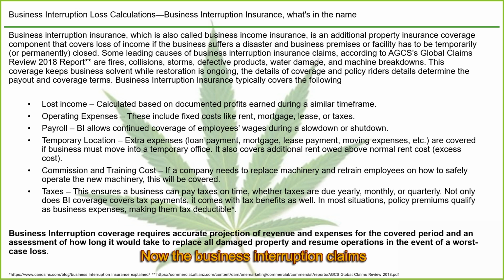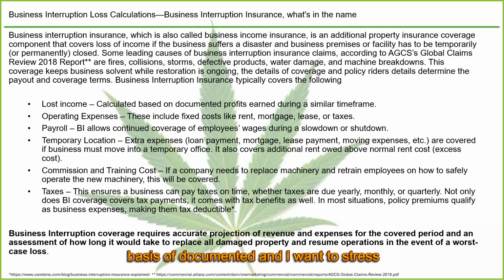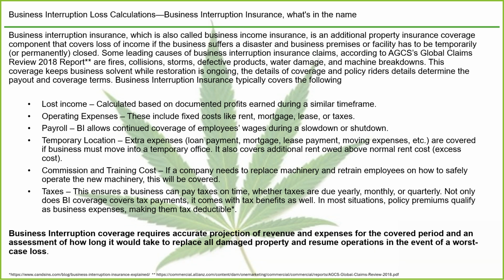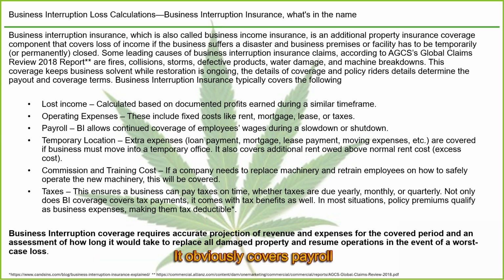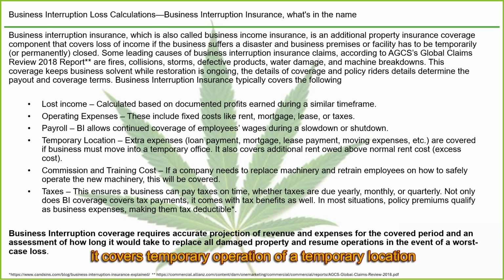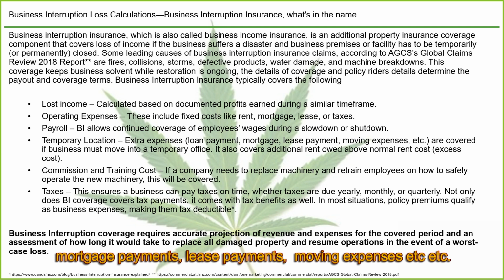Now, the business interruption claims typically cover the following. It covers lost income, which is calculated on the basis of documented, and I want you to stress this word, documented sales records and profits earned during a similar time frame that the claim is being filed for. It also covers operating expenses that are meant to be relatable to the economic activity of the business. It also obviously covers payroll. It covers operation of a temporary location if the existing location is unusable for a period of time, and therefore it covers certain fixed payments such as mortgage payments, lease payments, moving expenses, etc.